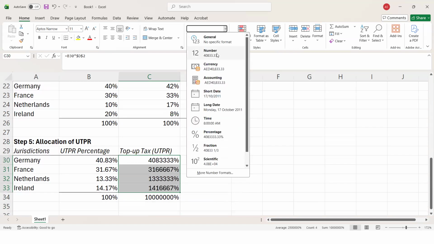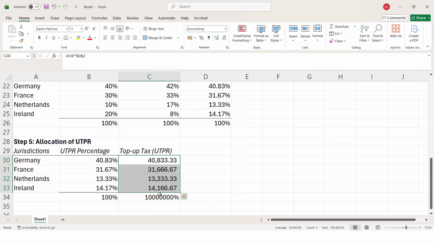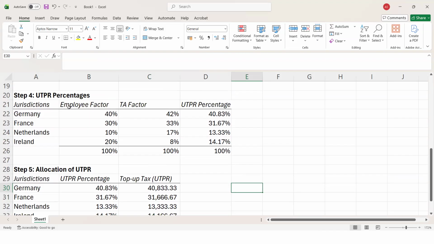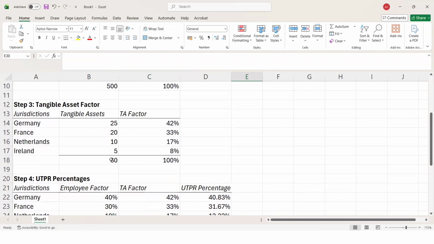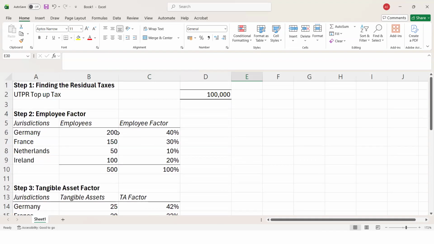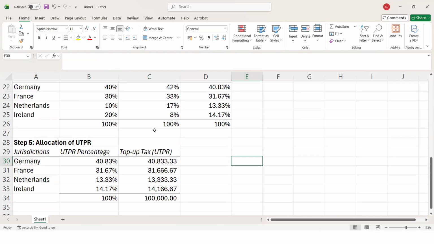Now see that 100,000 I have allocated to all these jurisdictions by means of the UTPR percentage. How did I calculate the UTPR percentage? By multiplying the employee factor and tangible asset factor. How do I get the tangible asset factor? By taking the total tangible assets of all locations which have a qualified UTPR status. Let's say if Germany has 25 and the total is 60, we will just take the proportion of tangible assets and the proportion of employees. Is this clear? This is very simple, right?